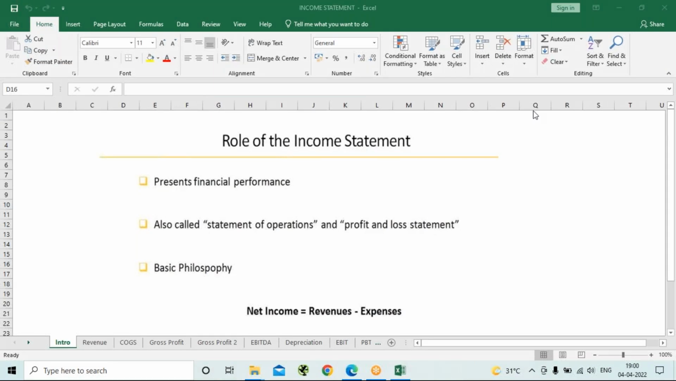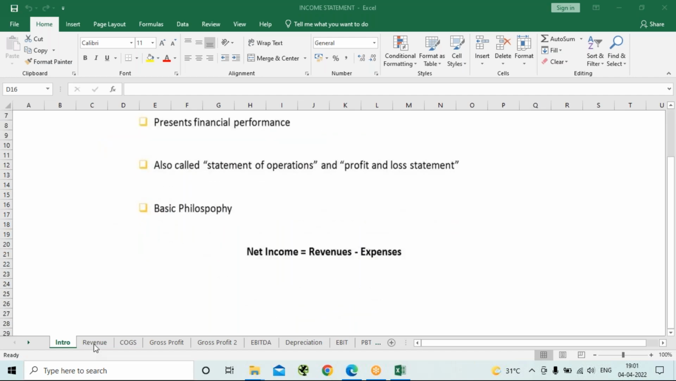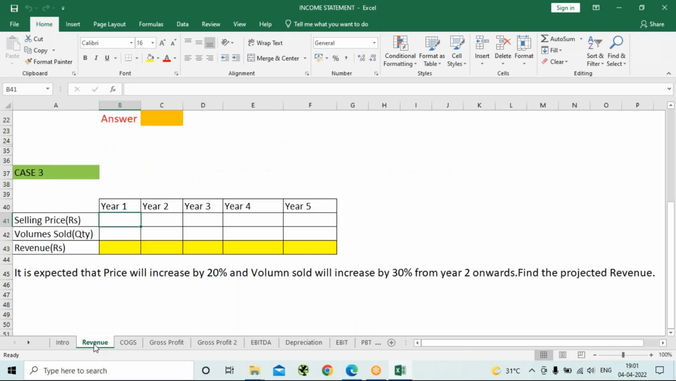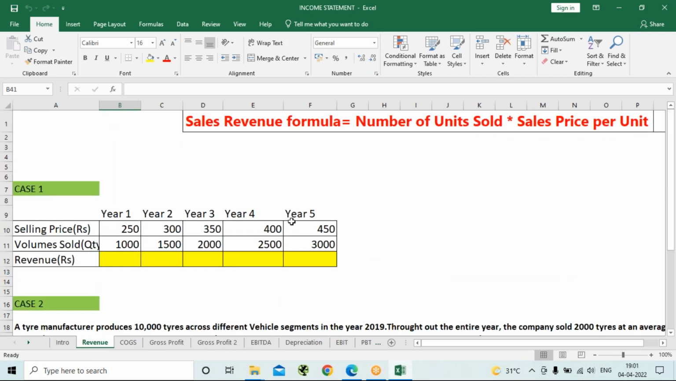Role of the income statement: it presents the financial performance, also called the statement of operations and profit and loss statement. Net income is calculated as revenues minus expenses. Let us put it as a question. The sales revenue formula is the number of units sold into the sales price per unit.